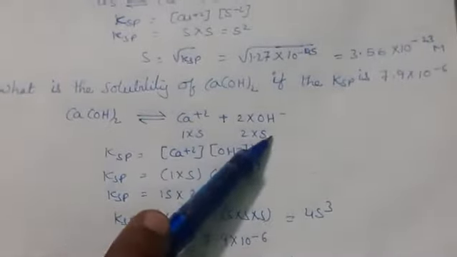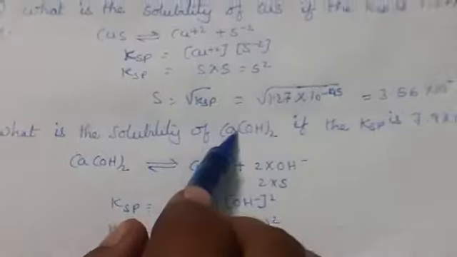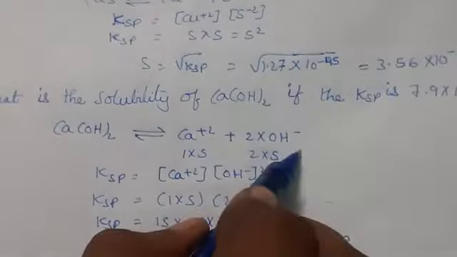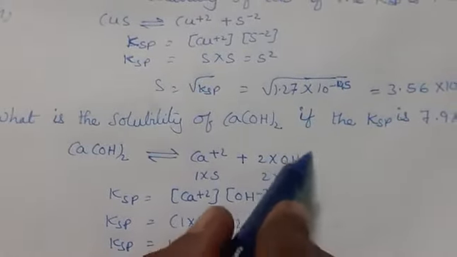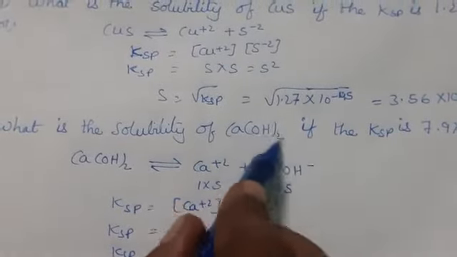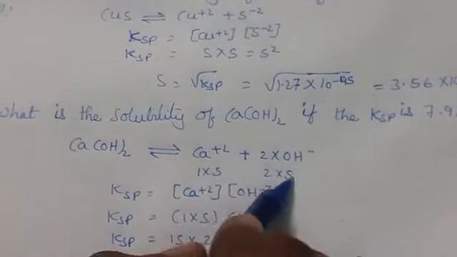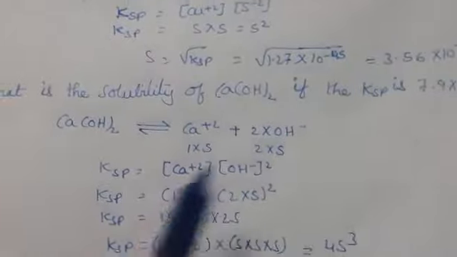Okay, now Ca(OH)2. Here we are taking molar concentration. Calcium has only 1 mole, that's why 1 into S. Here OH- has 2 moles. Why? Because this is a molar concentration, so 2 into S. The Ksp value they have given.